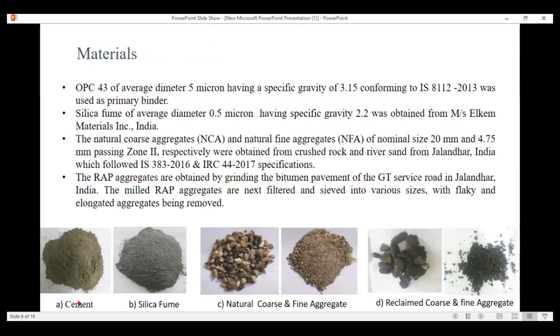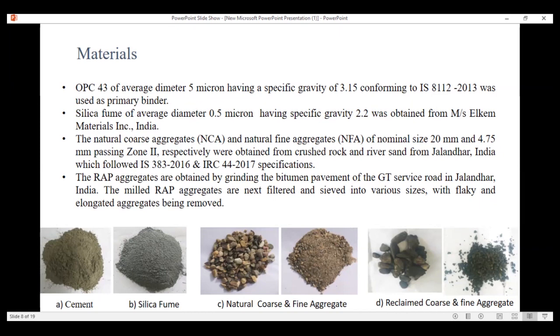For this purpose, we are using these materials: cement OPC 43 grade, whose specific gravity is 3.15, and this cement satisfies the IS 8112-2000 code. That means its initial strength, final strength, fineness, everything is satisfied based on this code. Silica fume is used for high strength enhancement. The specific gravity of silica fume is 2.2, and its size is around 5 microns, meaning less than 5 microns. The natural aggregates conform to IS 383 Table 2 Zone 2, and these also conform to IRC 44.